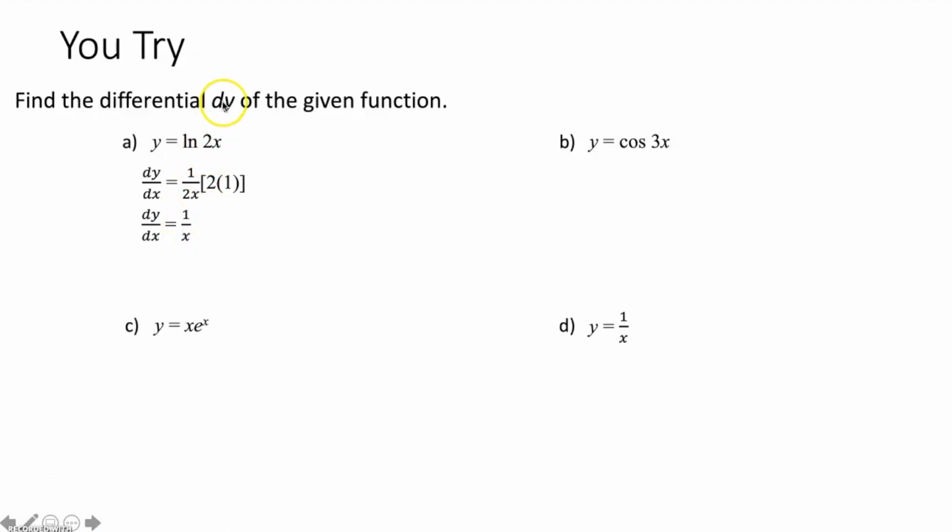Now remember, I'm finding dy. I'm just finding the differential of y. So to get that by itself over here, I just multiply both sides of the equation by dx, and I'm done.